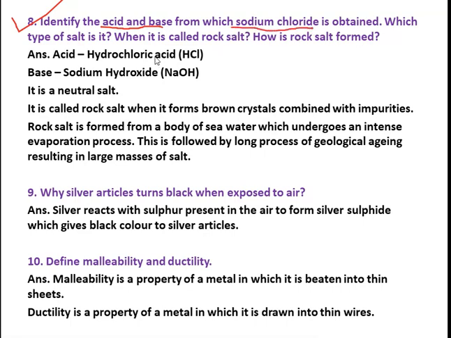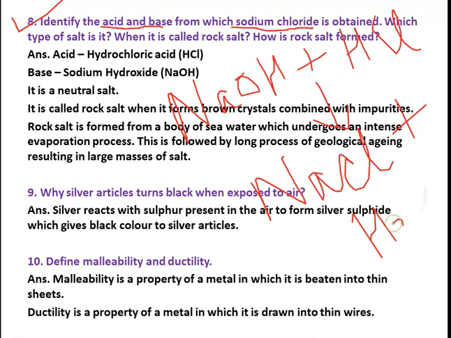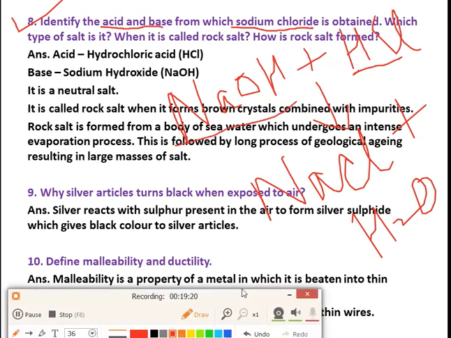When sodium chloride is formed, hydrochloric acid and NaOH react together, and we get sodium chloride. You can see the reaction: NaOH plus HCl gives NaCl plus H2O. So which is the acid? The acid is hydrochloric acid, that is HCl, and the base is sodium hydroxide, that is NaOH.